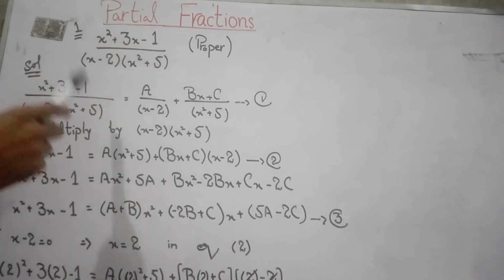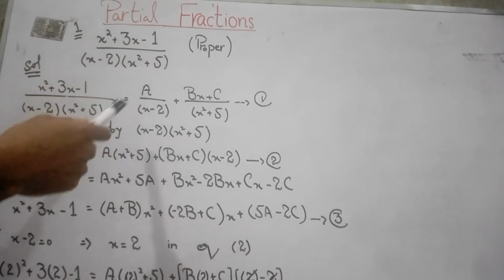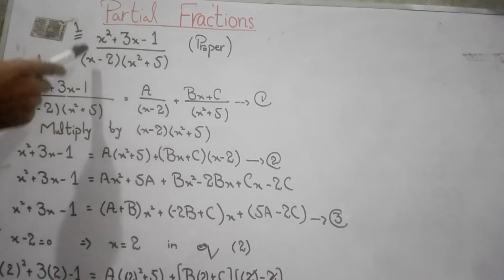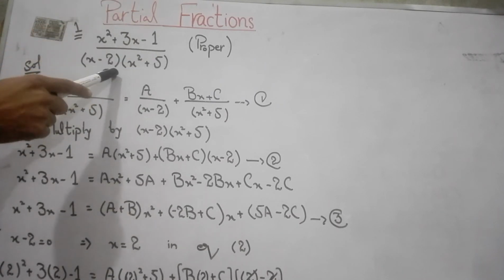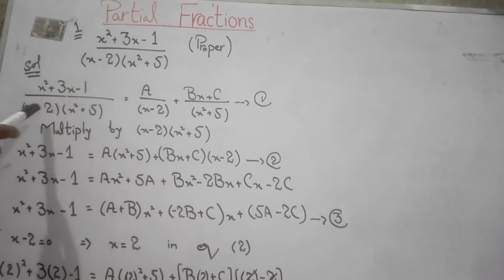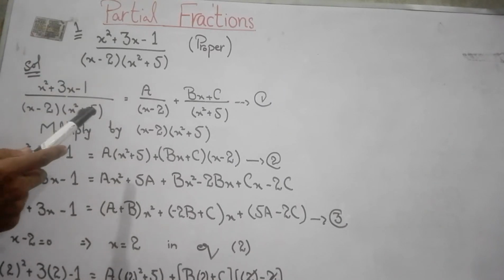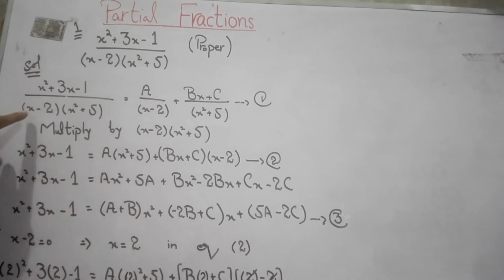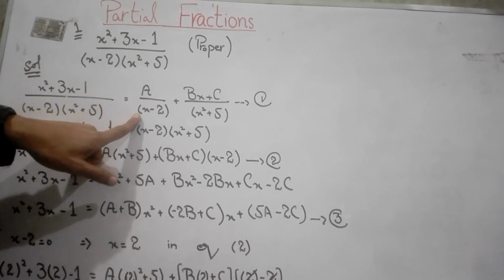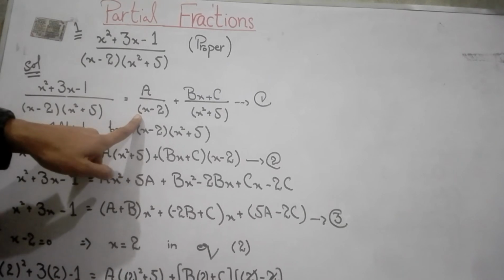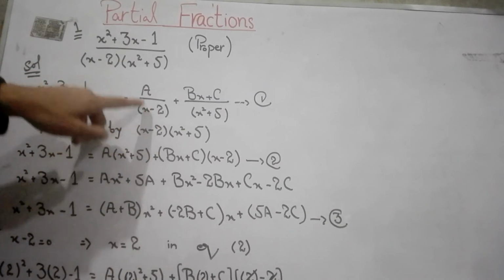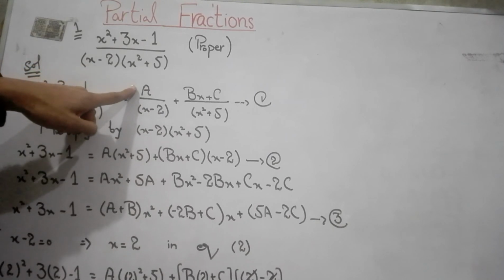Now we are going to change it into an identity equation. For this, we write the above fraction as it is on the left hand side of this equality, while on the right hand side we put x minus 2 in the denominator. As you can see, it has power 1, meaning it is a linear factor, so one unknown, a, will come in the numerator.